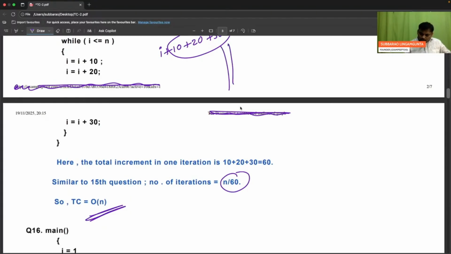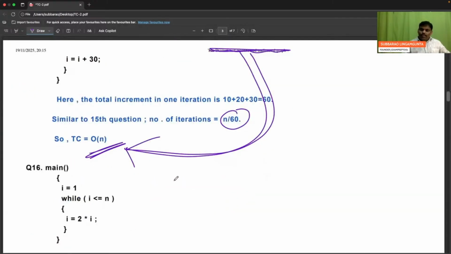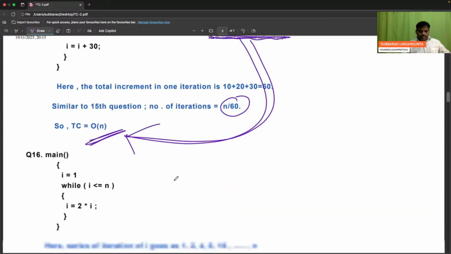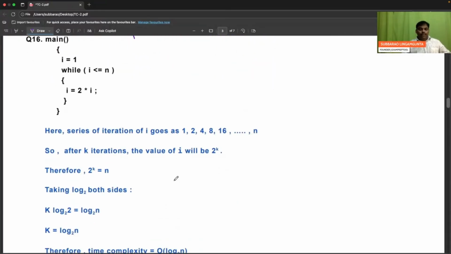Remember, you are learning all the logics now. Compared to yesterday, today you are learning some more logics. Question number 15 is also done. Can you see question number 16?